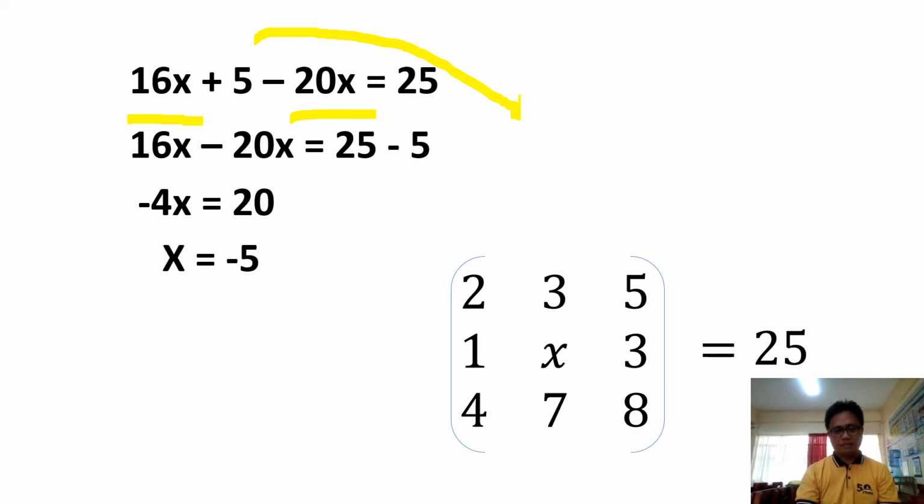Then after that, we can find the value of x by dividing both sides by negative 4. So negative 4 divided by negative 4 is 1. So you have here x, then 20 divided by negative 4 is negative 5. So the value of x from our 3 by 3 matrix is equal to negative 5.